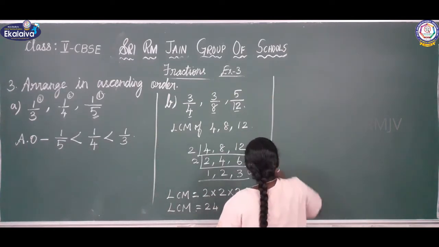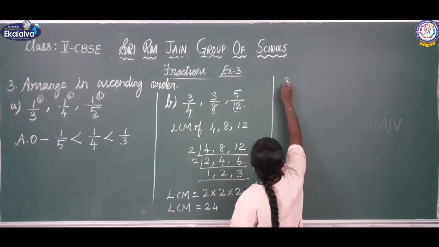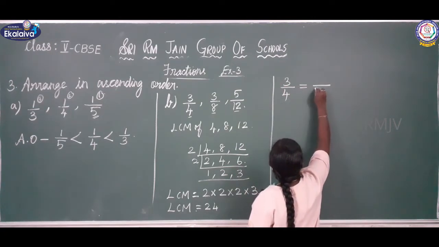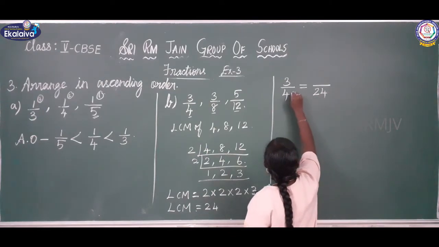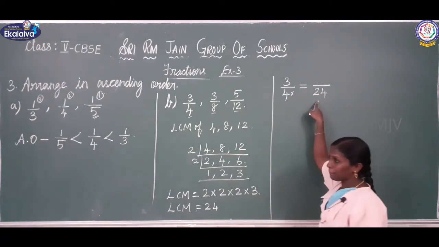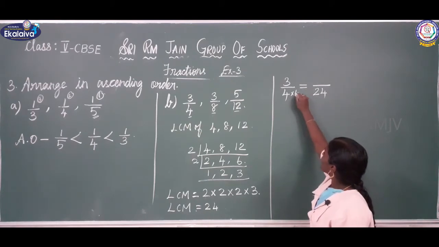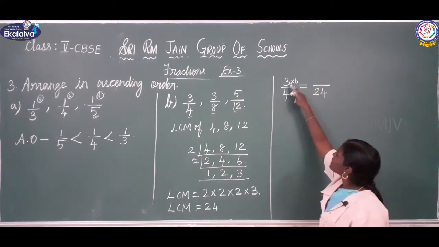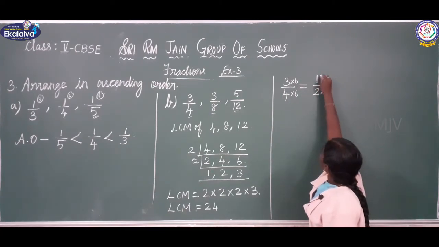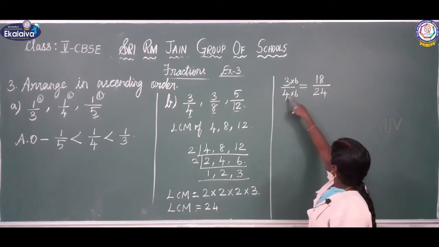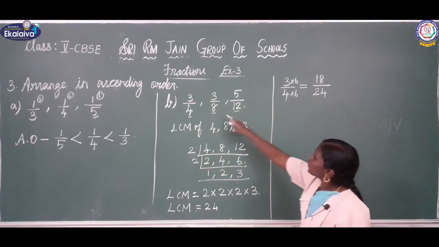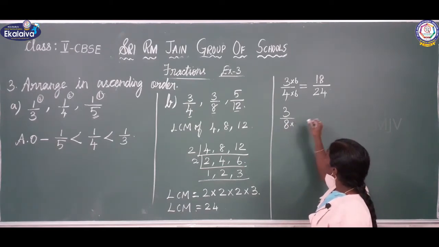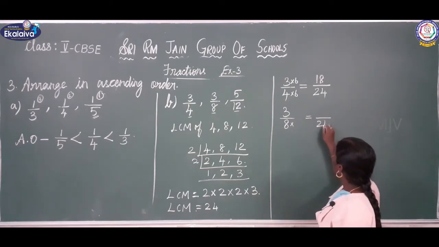Okay. So let us take the first fraction, 3 by 4. We have to change the denominator to 24. In the 4 table, when will you get 24? 4 6s are 24. So we have to multiply the numerator by the same number 6. 3 6s are 18. So the first fraction is 18 by 24. Then the second fraction is 3 by 8. Here in the 8 table, when will you get 24?